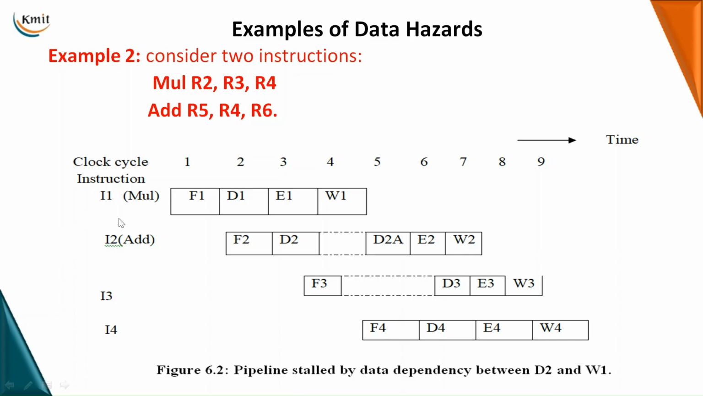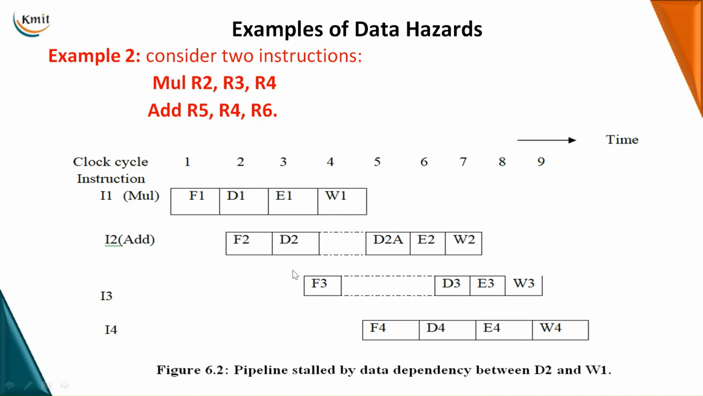When these two instructions are executed simultaneously in the pipeline, consider that I1 is a multiplication. It fetches in clock cycle 1, decodes in clock cycle 2, executes in clock cycle 3, and the write back operation is performed in clock cycle 4. Similarly, I2 is fetched in clock cycle 2 and decoded in clock cycle 3. But in the decode stage, we have to get the source operands. The source operand R4 will not be available until the write back stage of the multiplication is completed at the end of the fourth clock cycle. So the decoding step of instruction I2 has to be delayed until the fifth clock cycle. In the fifth clock cycle, the decoding will be done, and then the execute and write back stages will happen.